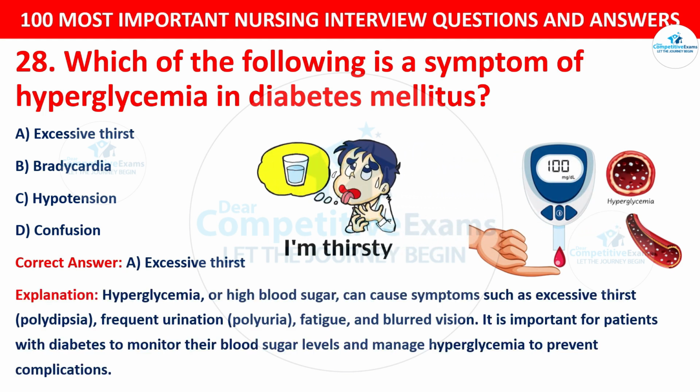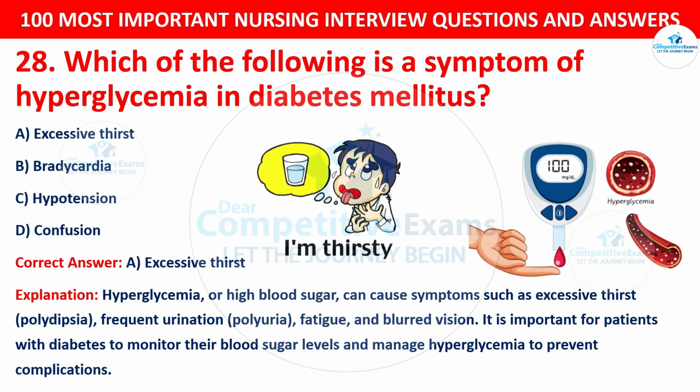Hyperglycemia, or high blood sugar, can cause symptoms such as excessive thirst, frequent urination, fatigue, and blurred vision. It is important for patients with diabetes to monitor their blood sugar level and manage hyperglycemia to prevent complications.